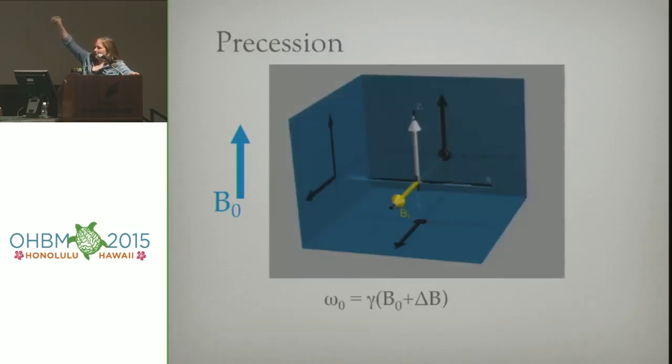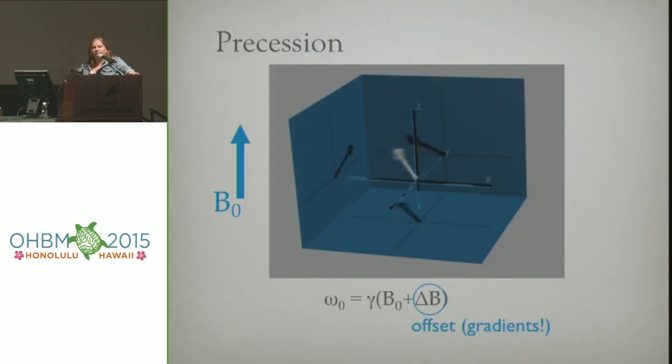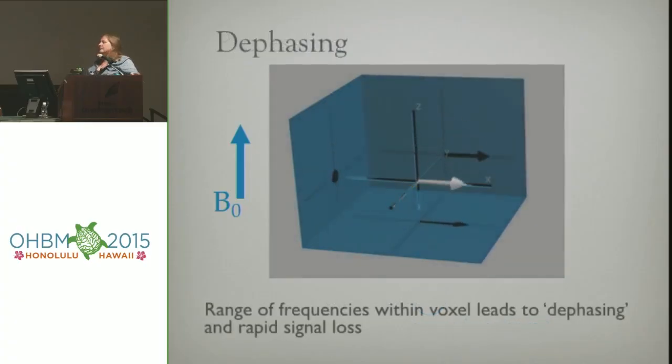All right. So the point being here that anything that offsets this magnetic field is going to modulate this rate of precession. And that is the fundamental concept that underlies how we're going to achieve diffusion weighting. Okay, so that's the first concept, precession, and the fact that we can modulate it. The second concept is dephasing.